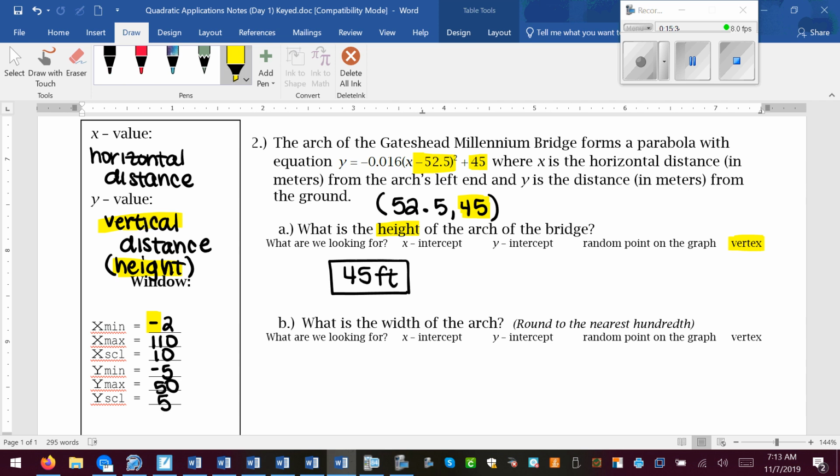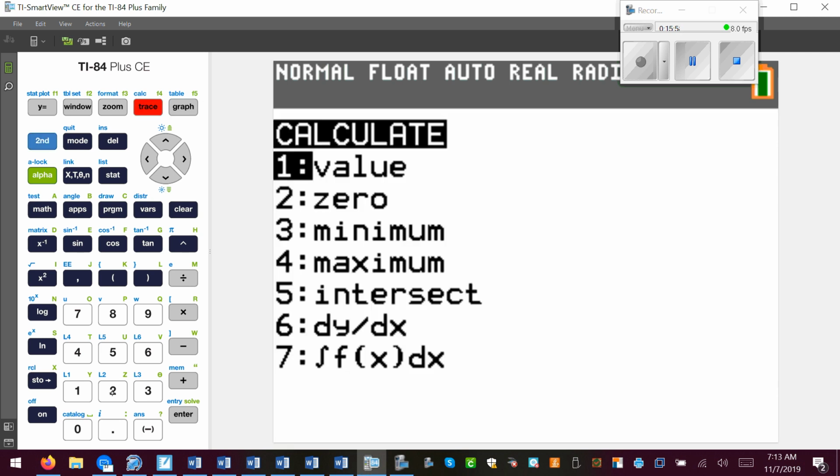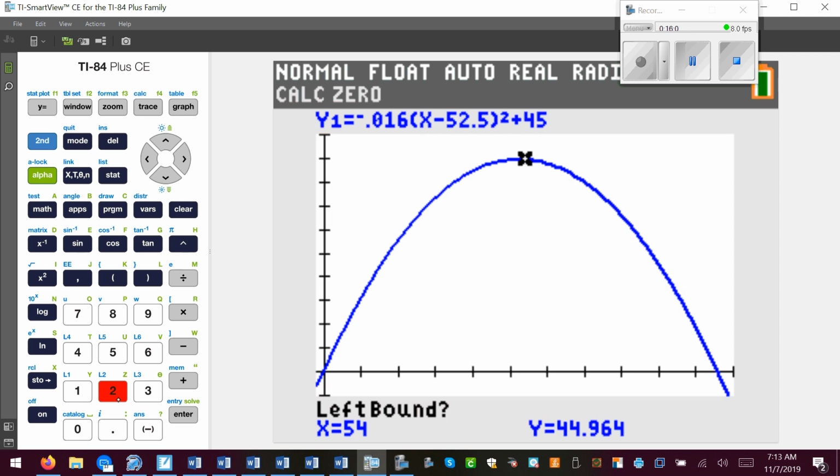Part B says, what is the width of the arch? So again, let's go to our picture. If I'm looking for the width, the widest part of this graph is going to be at the bottom of the parabola. Considering the x-axis is kind of like the ground in our problem, I want to measure the distance between the x-intercept on the left and the x-intercept on the right. So to find x-intercepts, I'm going to go to second trace, and number 2 is zero. Zero is another way of saying x-intercept or solution.